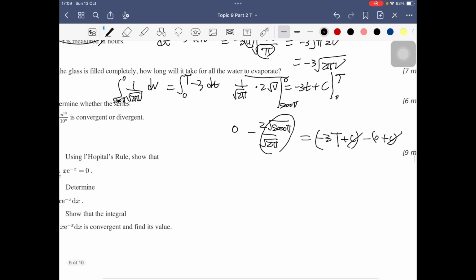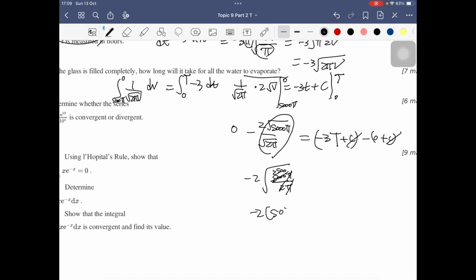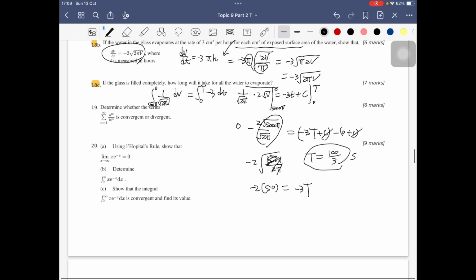Because they are in the same square root, we can put them together: 5,000 pi over 2 pi, 25,000 which is 50. So negative 2 times 50 equals negative 3t. So t equals 100 over 3. After 100 over 3 seconds, all the water will be evaporated.